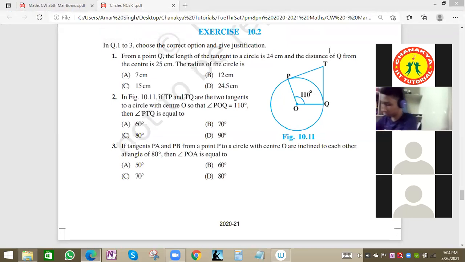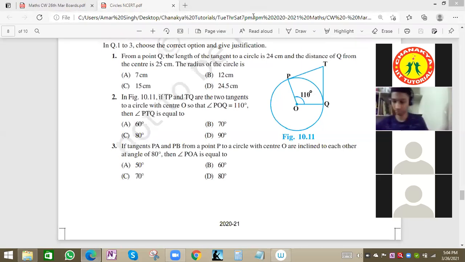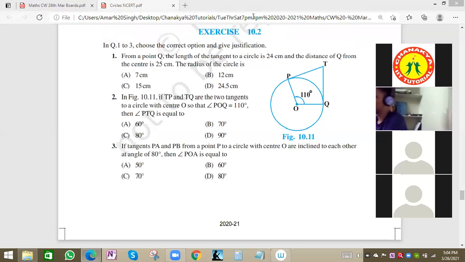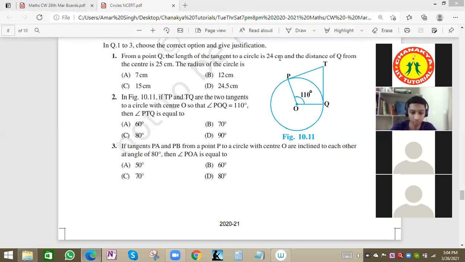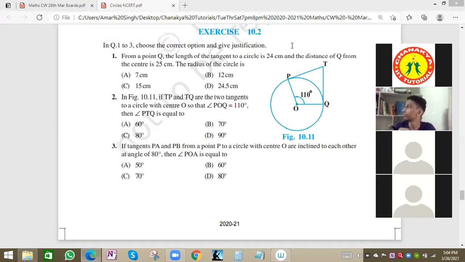I didn't have any doubts. I was able to solve. Okay. What about others, Sijal, Ajit, Ujjwala? Any question you found difficult in this exercise 10.2? Total 13 questions are there. So all 13 you were able to solve. No doubt.